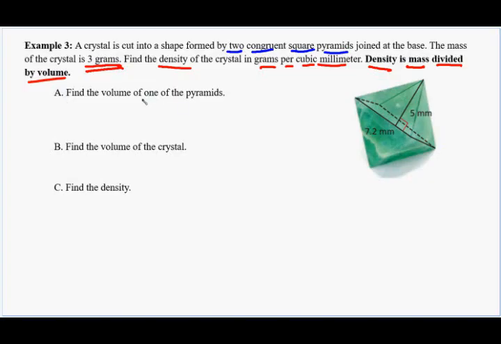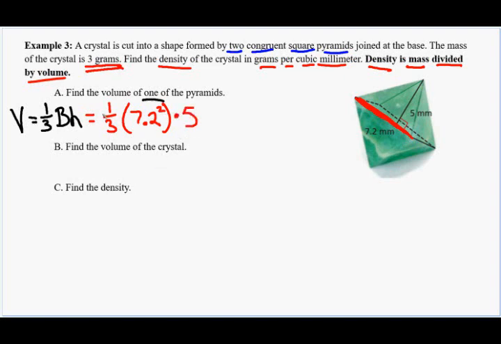Part A says find the volume of one of the pyramids. So our volume formula is 1/3 capital B times the height of the pyramid. In our picture, I'm going to highlight here, let me get my red ink out. This is one edge of our square-based pyramid, and that edge is 7.2 millimeters. So the area of our base is going to be 7.2 squared, and then we're going to multiply that by the height 5, and of course we've got our 1/3 out front. If I square the 7.2 and multiply by 5, I get 259.2. And if I divide that by 3 for the 1/3 fraction, I will get 86.4. Units are millimeters, and they will be cubed. So that's the volume of one pyramid.